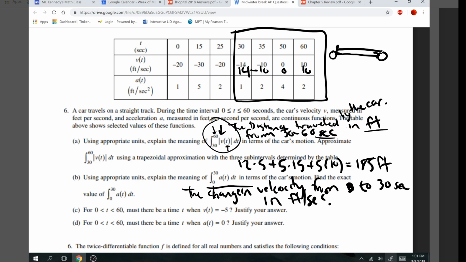And then find the exact value of the change in velocity. Well, I take the velocity at 30 and at 0 and I subtract them and it's equal to 6, because that's what negative 14 minus 20 is. You're going up 6 from negative 20 to negative 14. All right, those are the two kind of easy ones. The explanations, I think, are harder than the actual math parts of those two questions. The next one is pretty family friendly. It just asks, where is the velocity equal to negative 5?